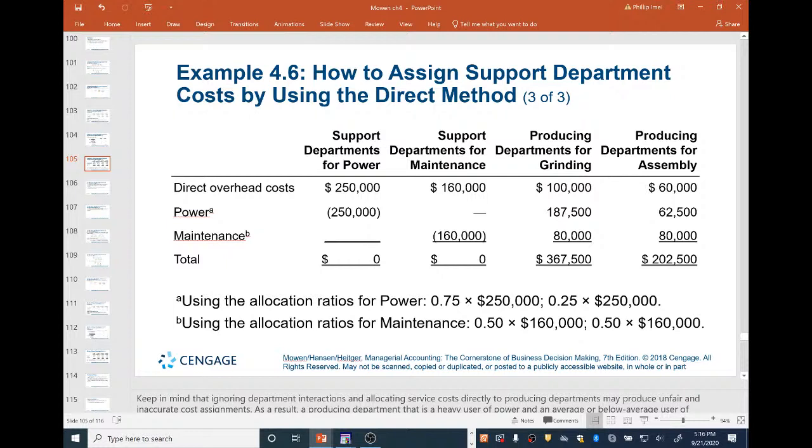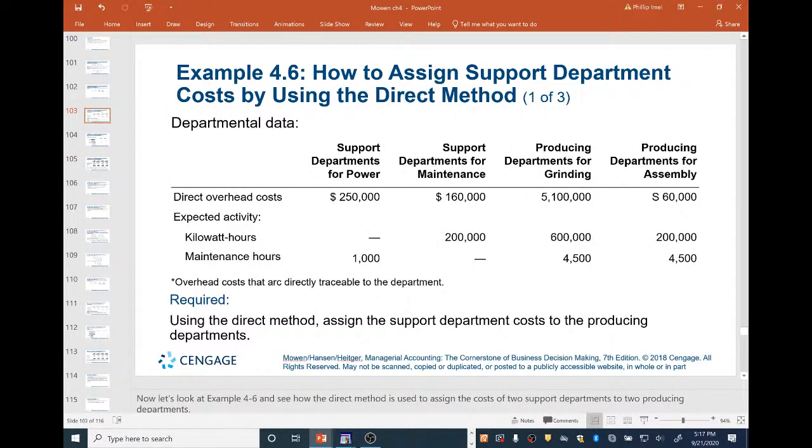So then the next step that we want to do is just use the allocation ratios for the power first. So we want to move this 250, right? We want to back this out of the support department and allocate it based on the relative percentages, right? So obviously 0.75 times 250 is 187,500. And then 0.25 times the 250 is 62,500. So how did we find these ratios again? Out of this data for the grinding department, how did we get 0.75 based out of this data right here?